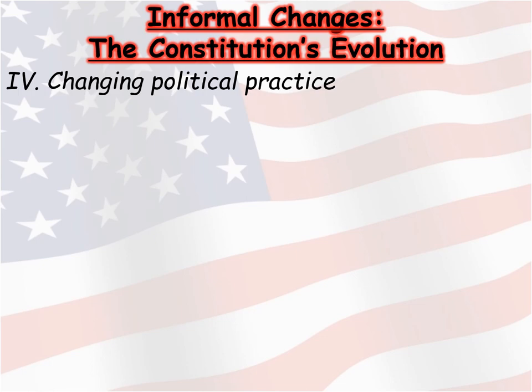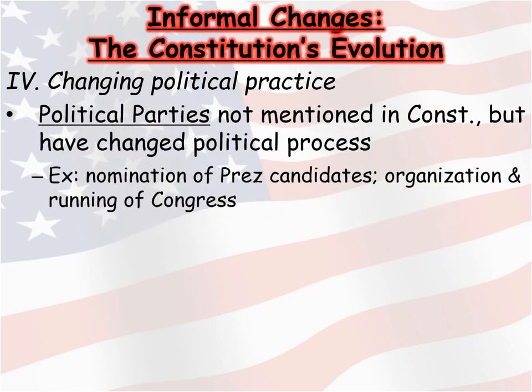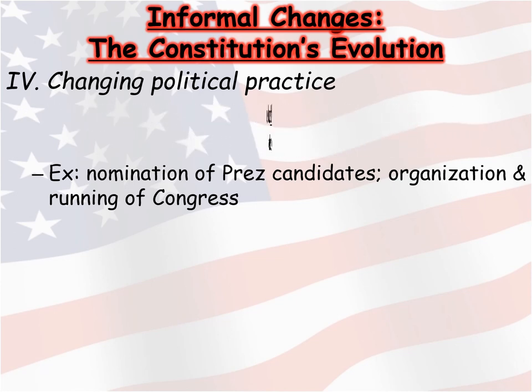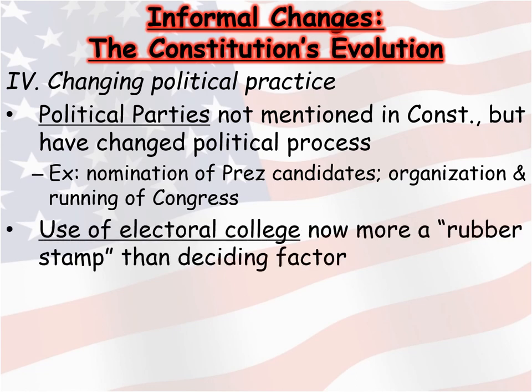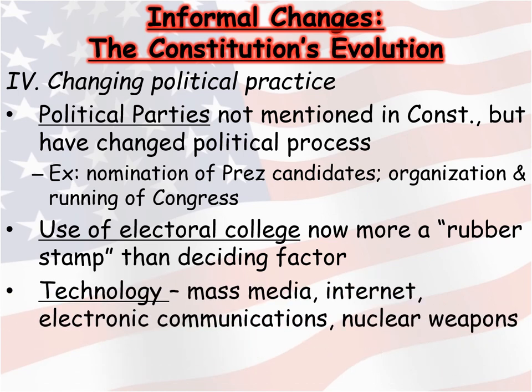Changing political practices also allows the Constitution to evolve. Political parties are nowhere in the Constitution, but they completely control the political process. There, I said it, it's out on the table. Through nomination of presidential candidates, organization and running of Congress, the use of electoral college, now more of a rubber stamp for the popular vote than a deciding factor. There are more demands on policymakers now, especially because of the evolution of media and how people are involved. I mean, gosh, social media by itself, which, you know, is the use of technology.